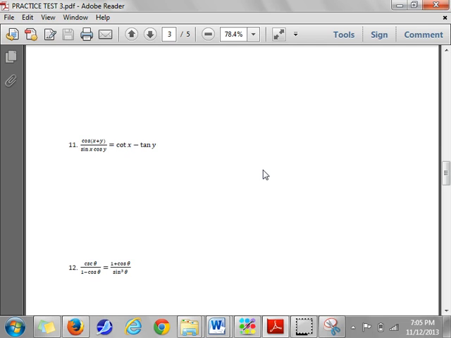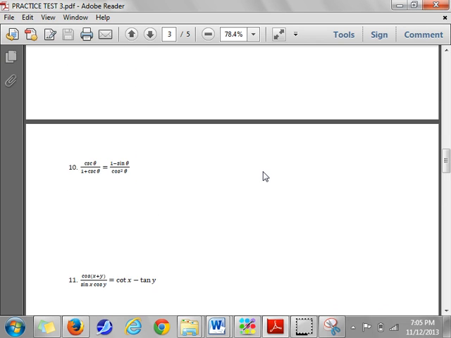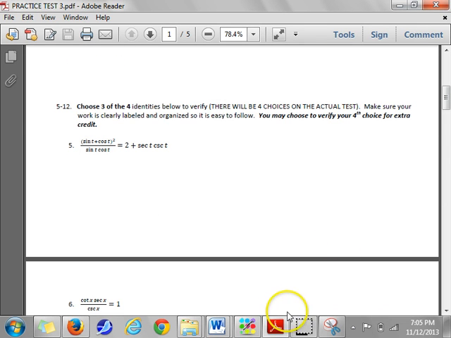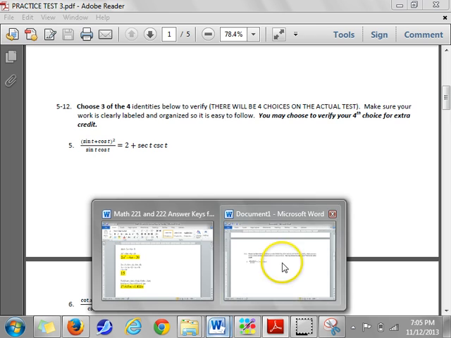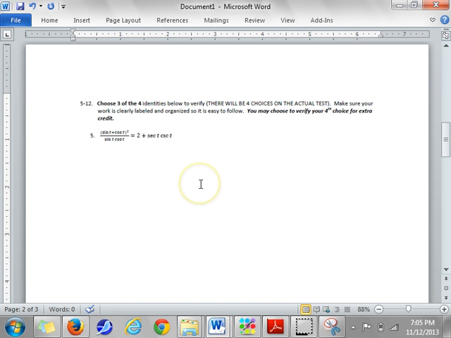I'm not going to copy and paste all these over. There's a lot of them on here. I'll just include the directions on there, and then we'll take some notes. Okay, so strategies with these. Let me get my pen back up again.